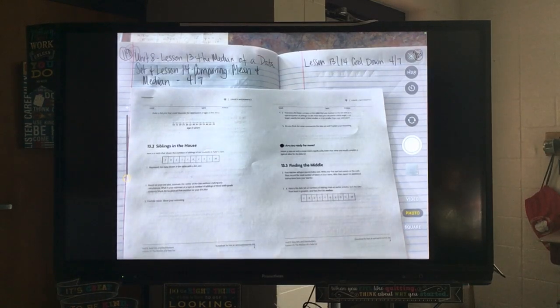Alright, so we're going to be talking about the median of data, that's lesson 13, and then we're going to be talking about comparing mean and median, that's lesson 14. So we're doing two lessons together today. We are going to have to do the dot plot. I know that we haven't technically talked about graphs yet, but I'm not going to expect you to just do this all on your own. So we're going to do a lot of work together today. And then you will have your cool down at the end of class.